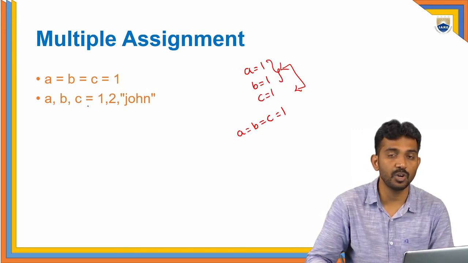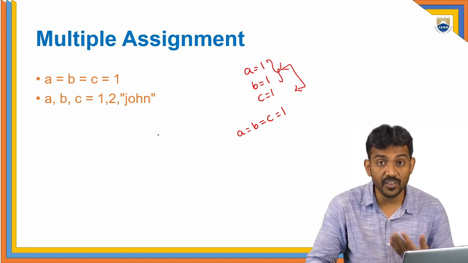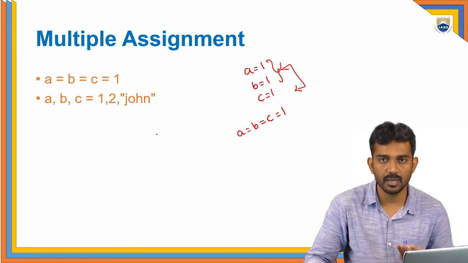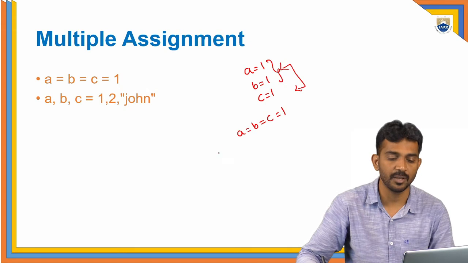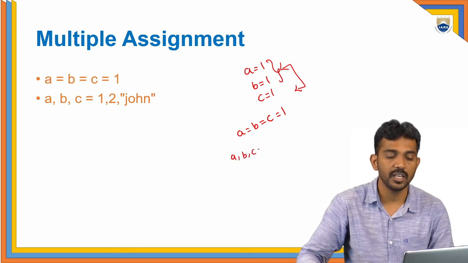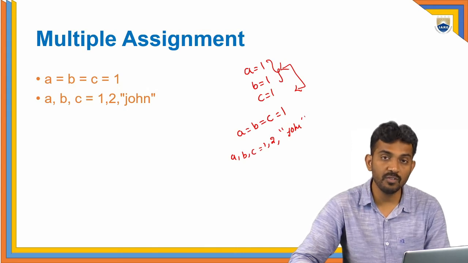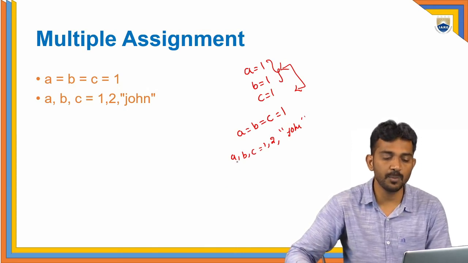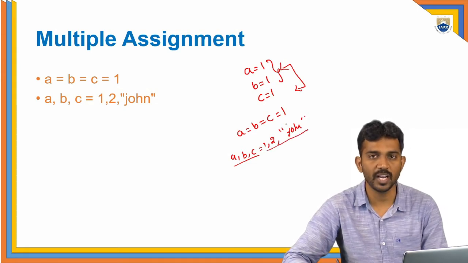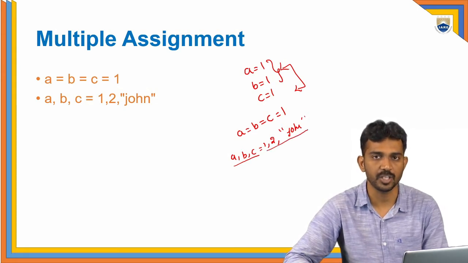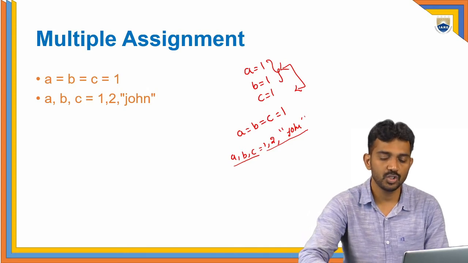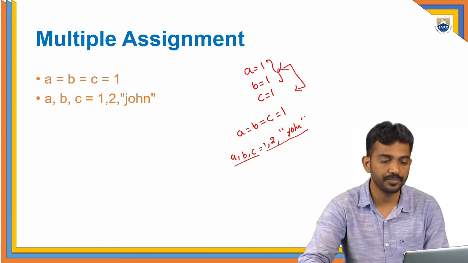A comma B comma C equal to means now we're going to assign different kinds of values. Three variables are there, but you are going to assign different kinds of values. See, A is an integer, B is also an integer, and C is a string, right? This will also work fine, because we are assigning multiple values to multiple variables, right? We'll see the demonstration on this.